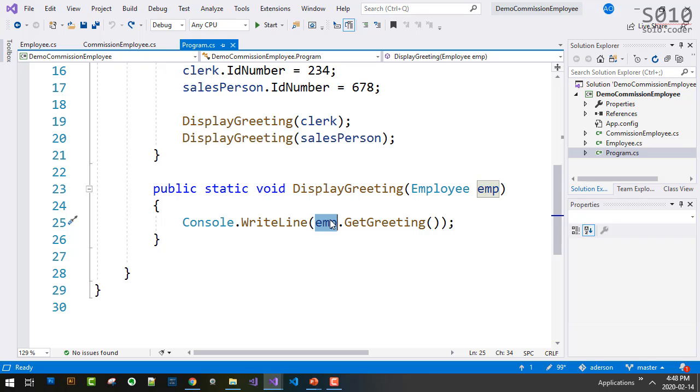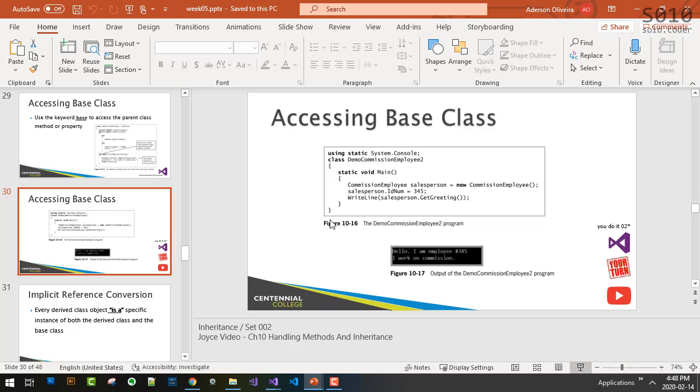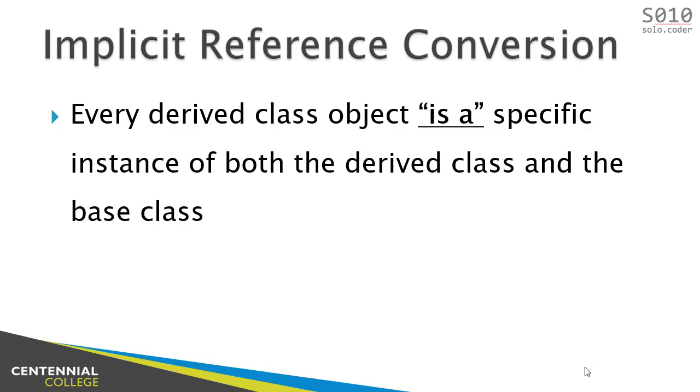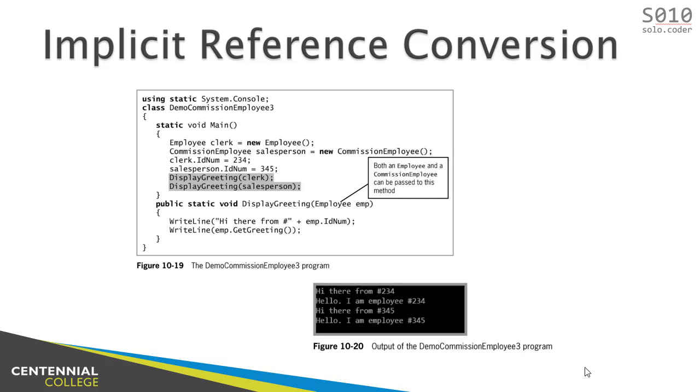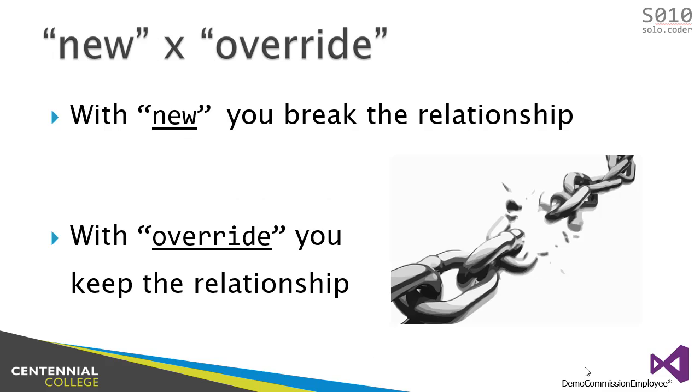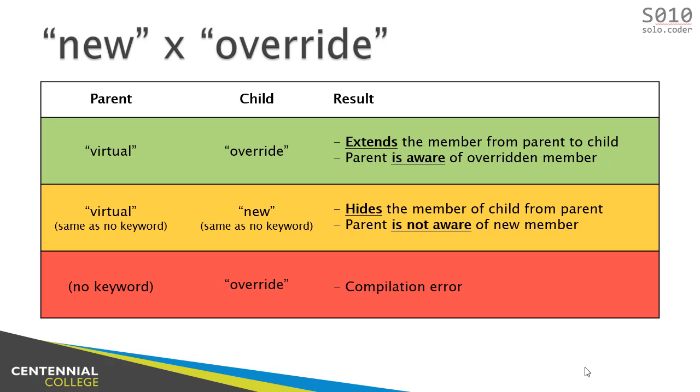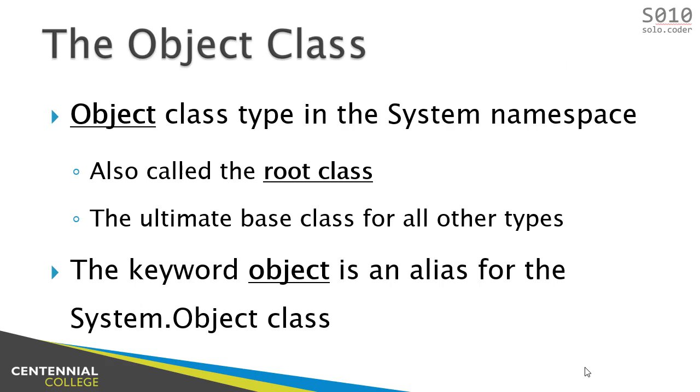Good question. Okay, and actually that's a good segue for what I was going to talk about next. Let's see here, I'll be talking about objects. So again, this is implicit reference conversion. A lot of blah, blah, blah there that you can read on your own. Example here, that's the example that we were talking about. New and override, I covered this already. So again, as a segue to objects.